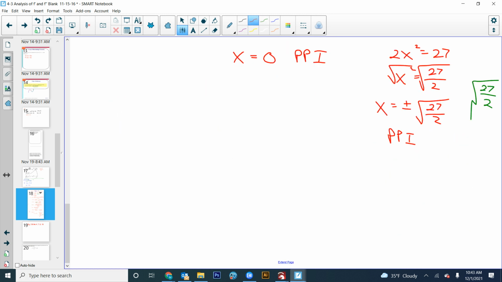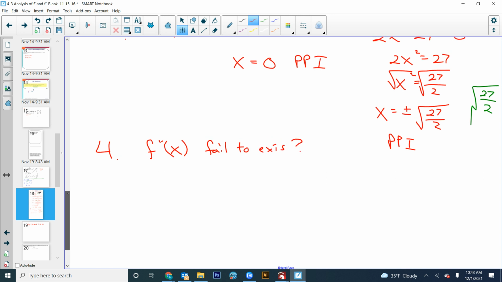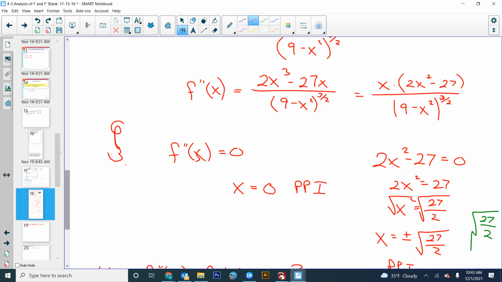of time. 4. Does F double prime of X fail to exist? Well, here's F double prime right here. It's under an even root, like square root cubed, right? It's a square root cubed. So when you take the square root, you can't have a negative. And you can't cube it if you couldn't take the square root of it, right?